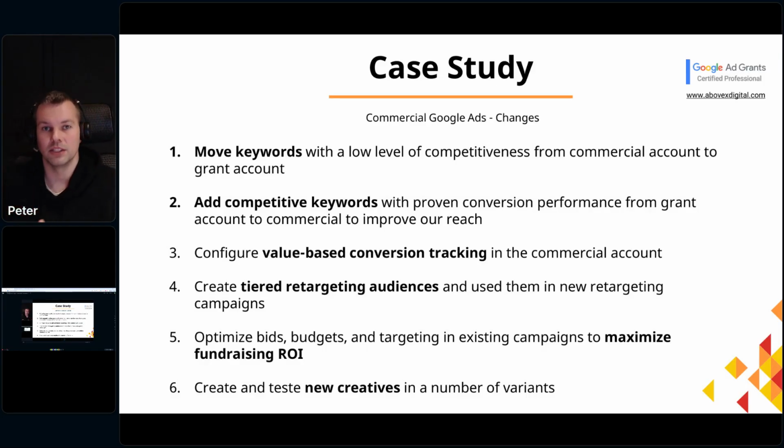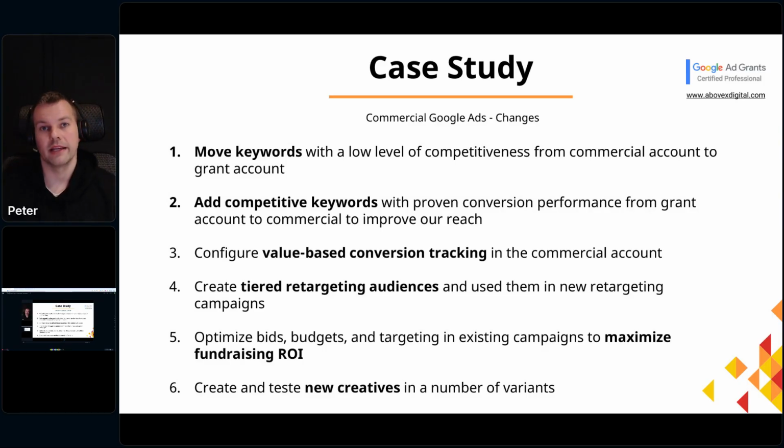There's a number of keywords that they just literally wasted their money on. So we said, look, let's move it into the grant account. Let's see if it performs there. If it does, great, we keep it in there. If not, we can always bring it back, right? And when we saw that the brand keywords did very well also in the grant account, they saved some commercial budget, and we used that on keywords that worked well in the grant account, but they just didn't have that many impressions, right?